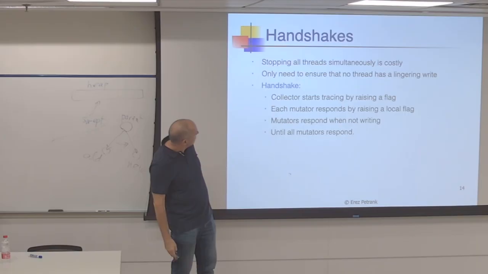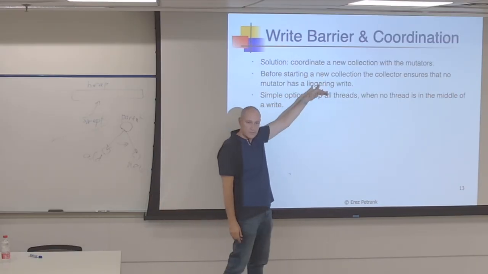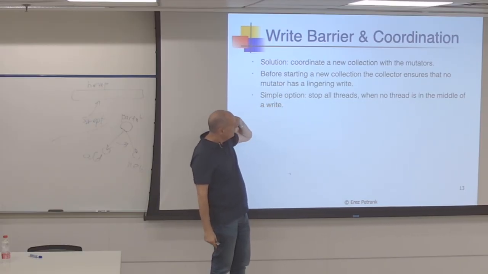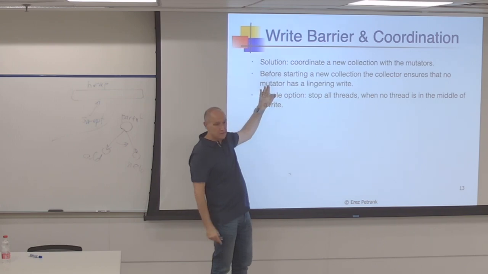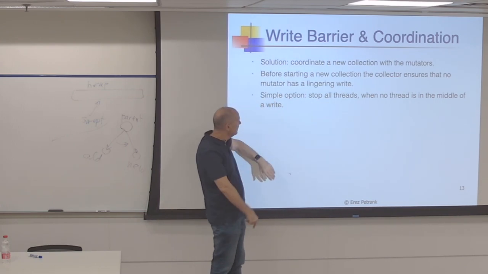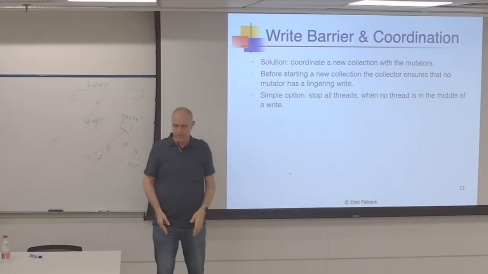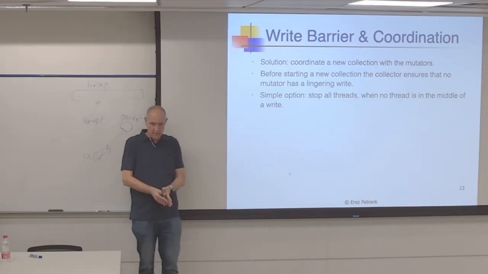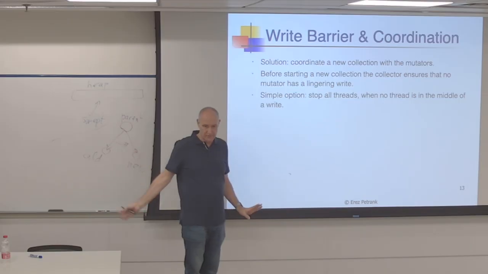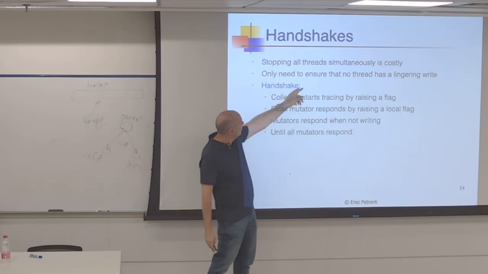And let me go back. So the solution is to coordinate a new collection with the program threads. Before starting a new collection, I want to ensure that no mutator has a persisting write that goes from the previous cycle to the next cycle. The easiest solution is to just stop all the threads when no one is in the middle of a write. And then I know that no one has a long write from the previous cycle to the next cycle. But this has a cost.